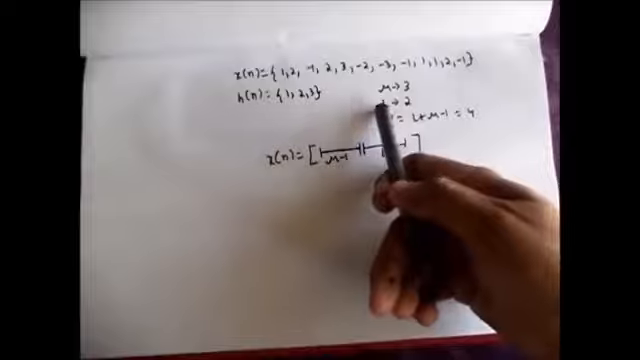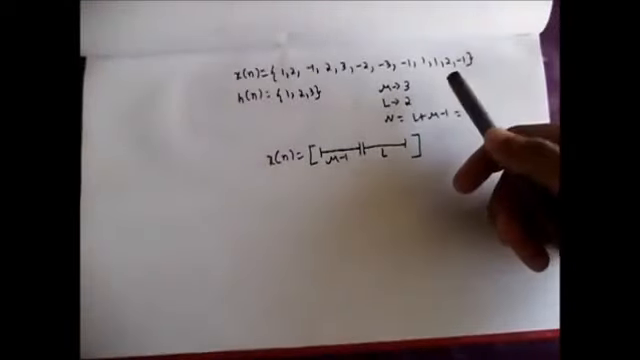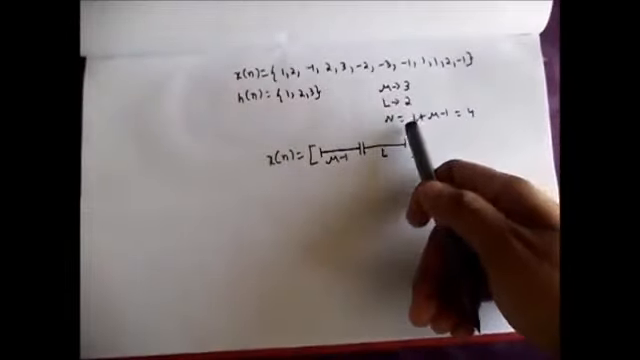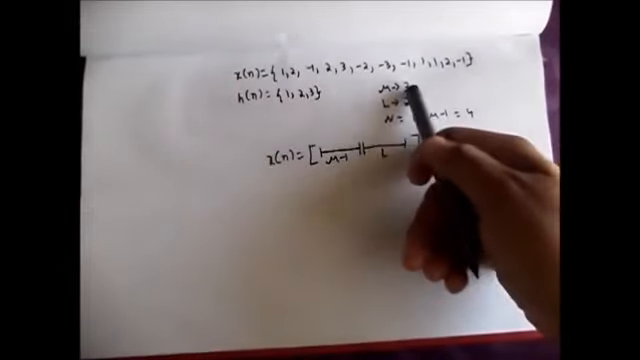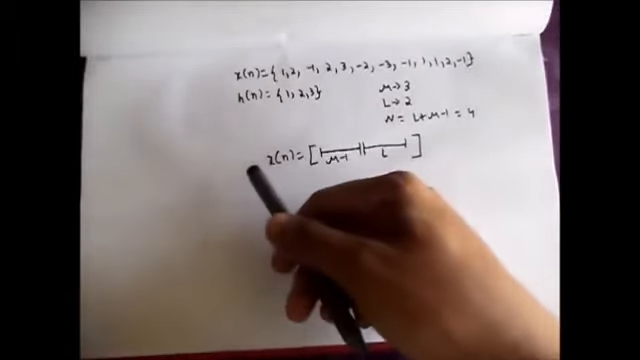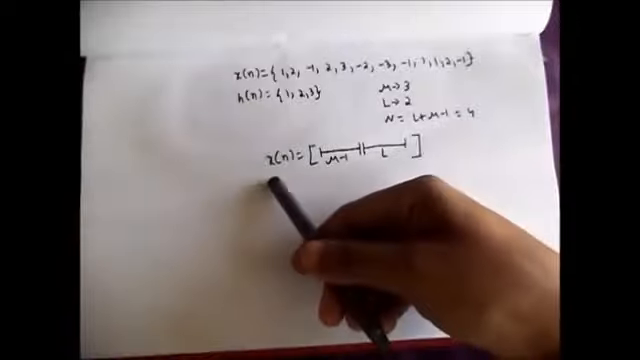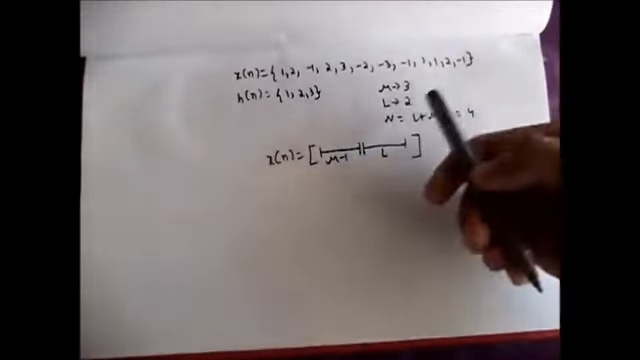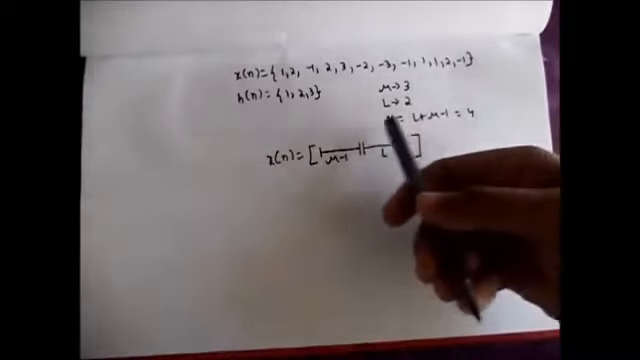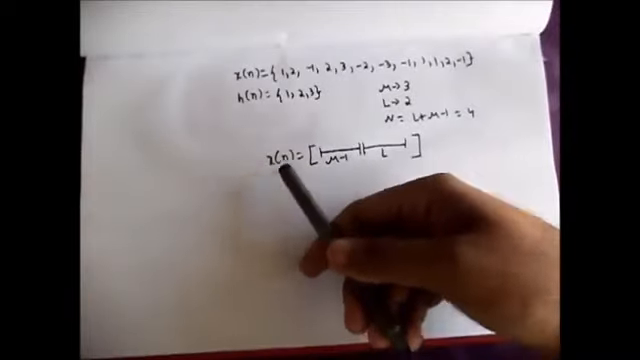I could take the value of L as 3 or 4 also. But if I take L as 3, then N is equal to 3 plus 3, which is 6, 6 minus 1 is 5. So the length of the input data blocks will become 5, and I will get at least 5 input data blocks. If I take L as 4, then N will be 4 plus 3, that is 7, minus 1 is 6. So the length of the input data blocks will be 6, and I might get 3 or 4 input data blocks.